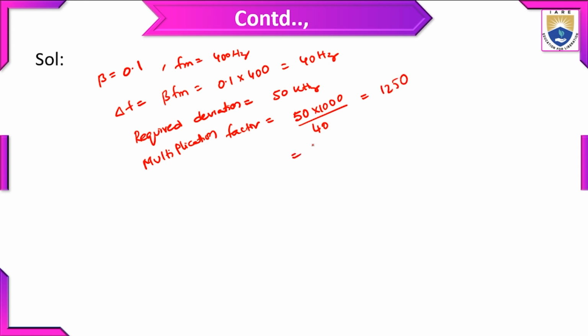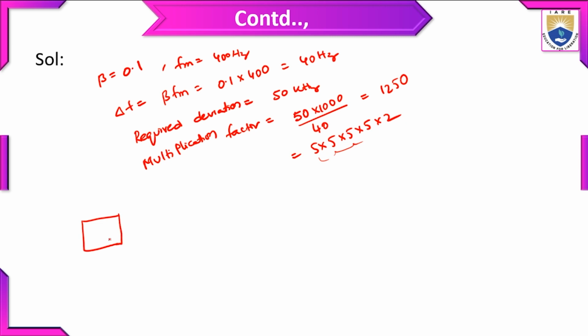So what are the factors of 1250? 5 into 5 into 5 into 5 into 2. 5 into 5 is 25, 625 into 2, so you get 1250. So they ask for the frequency multiplier, so you are going to draw the frequency multipliers and the stages. So here you take 5 stages: 5, 5, 5, 5, and 2.